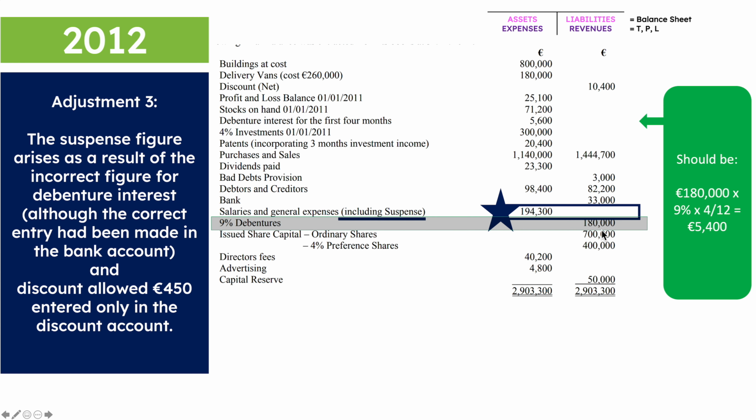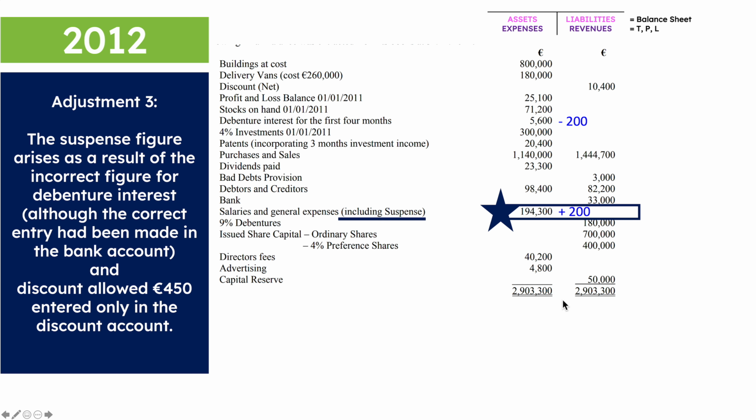But let's see what it should have been. So 9% debentures, 180,000, right? But we multiply it by 4 months, that's 5.4. So this here should be 5.4, not 5.6. So to get that to be 5.4, we have to minus 200. Then salaries, including suspense, we'll have to plus 200 in order for our two sides to now equal.